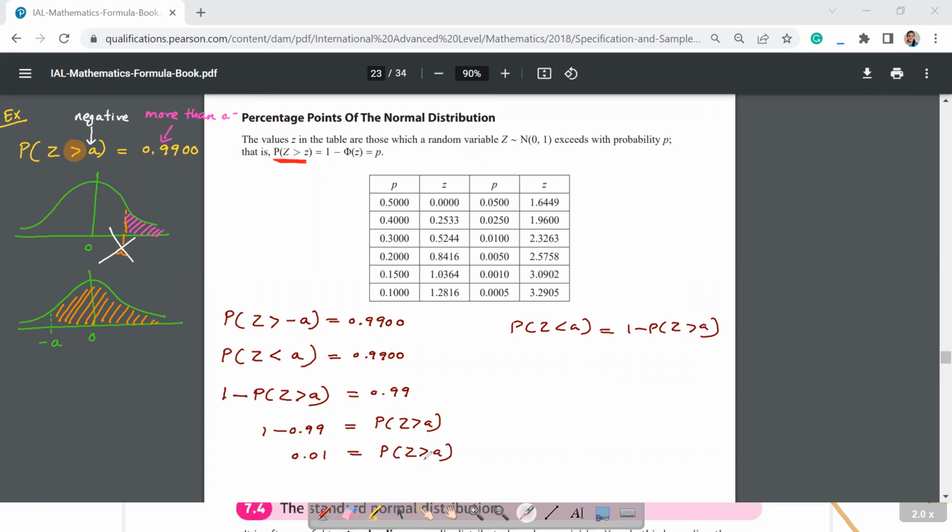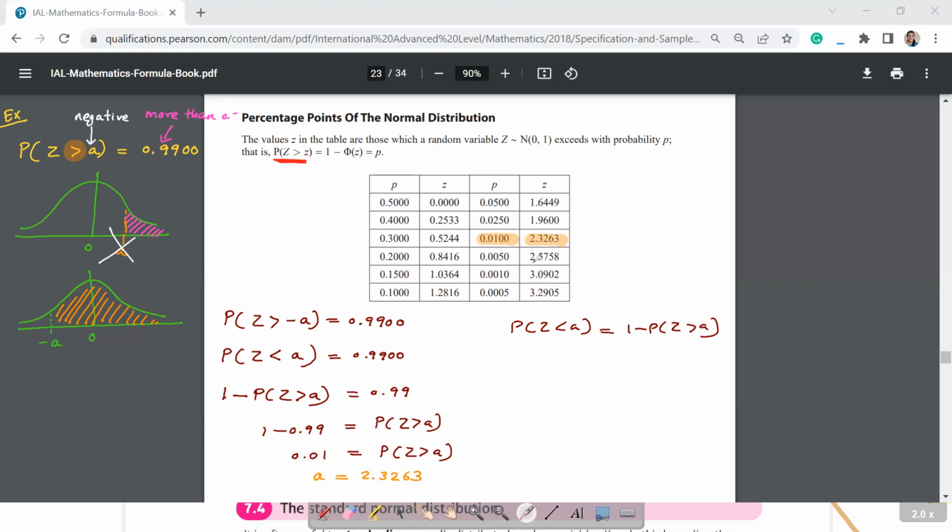Agreed? And now you know the A value is positive and it's a greater than. So if A is positive and it's greater than, you go with the second table. In the second table, do you have the place where the greater-than area is 0.01? Yeah, we have, right? Can you see? Probability is 0.01. The corresponding Z value is 2.3263. So my A value is 2.3263.